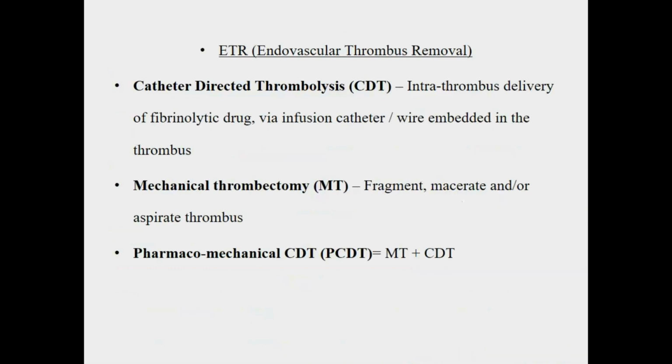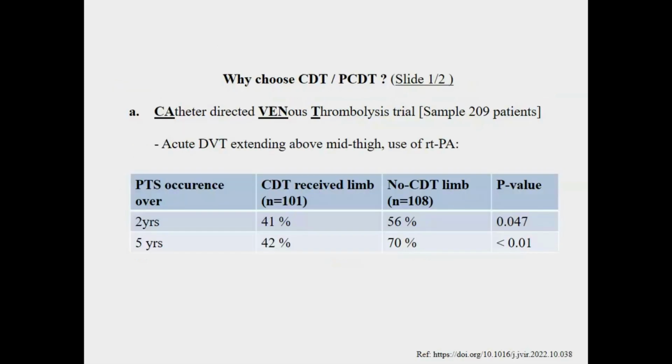Endovascular thrombus removal is either catheter-directed thrombolysis, in which we inject fibrinolytic agent inside the thrombus via infusion catheter, or mechanical thrombectomy, where the thrombus is fragmented, macerated, aspirated back, or it can be both. It can be a combination of pharmacological and mechanical catheter-directed thrombolysis that we'll be talking about in the next few slides.